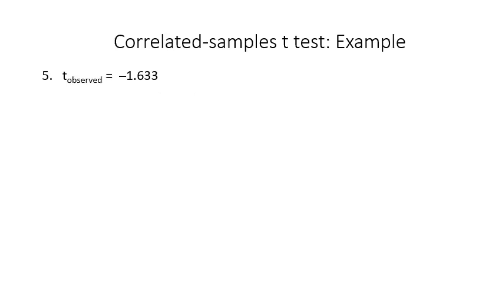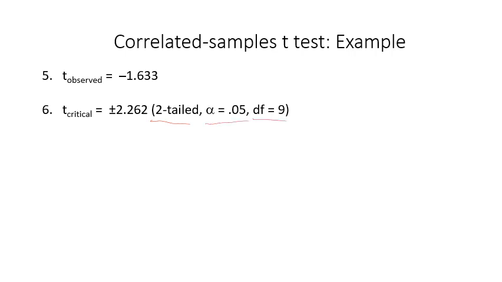Step 6, so we've got our observed there. Step 6 is to find our critical, so we'll go to the t-chart. We've got two-tailed because it's non-directional. We've got an alpha of 0.05. We've got a degrees of freedom of 9. So go to your t-chart, looking at a degrees of freedom of 9 with an alpha of 0.05 that's non-directional, and you get a critical of 2.262. Step 7 is make a comparison.